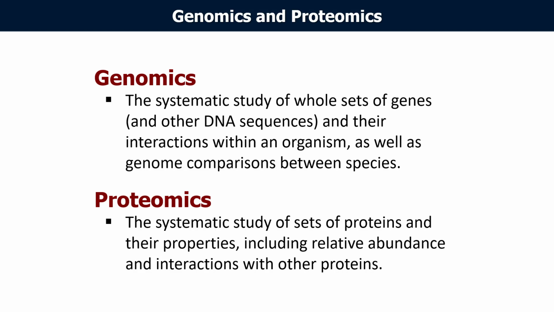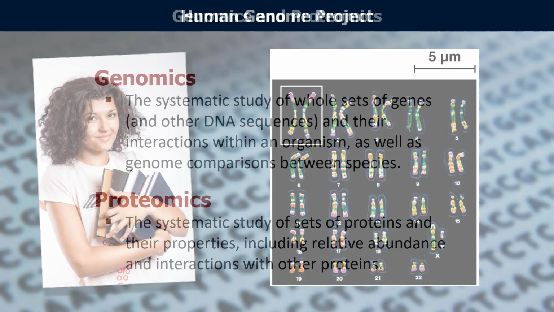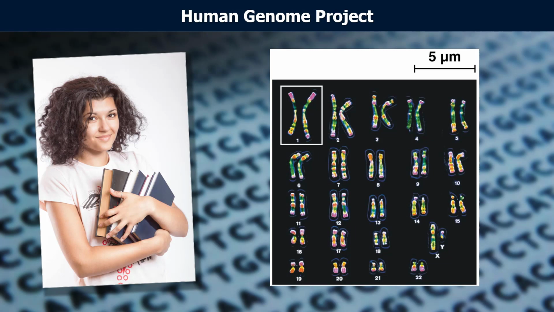So these two fields collectively are really giving us a huge picture of what's going on inside a cell. Now, in order to do genomics, you would have to know which genes are in fact present, and although DNA sequencing methods have been around for a little bit, it's only been in the last decade or two that we've had the ability to sequence giant genomes, such as the human genome. And so that leads us into a discussion of the Human Genome Project.